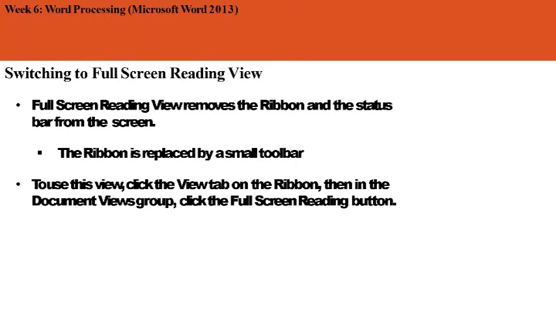Then switching to full screen reading view. So full screen reading view removes the ribbon and the status bar from the screen. So pag full screen kasi siya, wala siyang tool. So the ribbon is replaced by a small toolbar. So to use this view, click the View tab on the ribbon. Then in the Document Views group, click the Full Screen Reading button. So you can just select this one, Full Screen Reading button on the Document Views just to see the full screen reading view of your document.